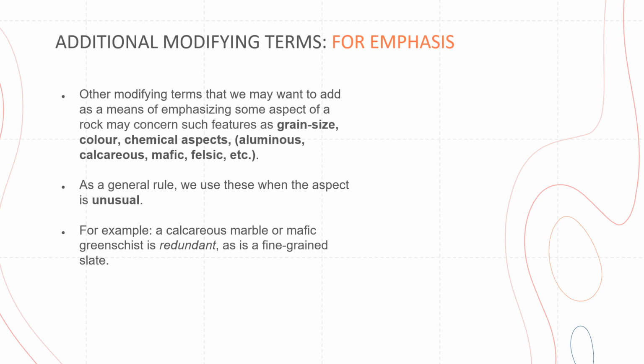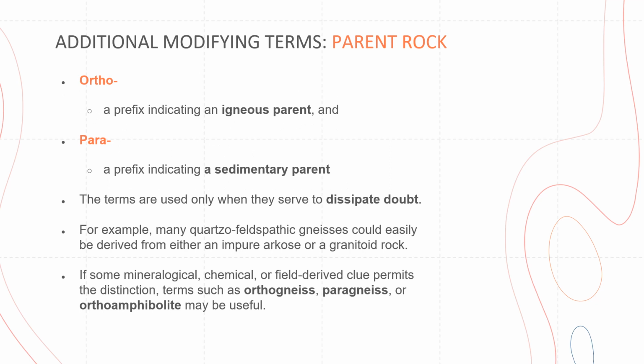So just keep in mind that if you're using modifying terms, it is to emphasize an aspect of the rock that is of interest, such as grain size difference or color or the chemical aspects. Next on our list are two prefixes that are commonly used to dissipate doubt about the parent rock. So in this example, we have ortho and para, which are prefixes to denote whether it is an igneous parent or a sedimentary parent. But again, these terms are only used when they serve to dissipate doubt.